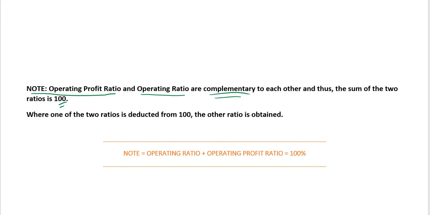So let's say that the operating ratio is given as 80%. Then we know that the operating profit ratio is 100 minus 80%, or in other words 20%. So we've seen operating profit ratio also, and the relationship between operating ratio and operating profit ratio. We'll move on to the next ratio called net profit ratio.